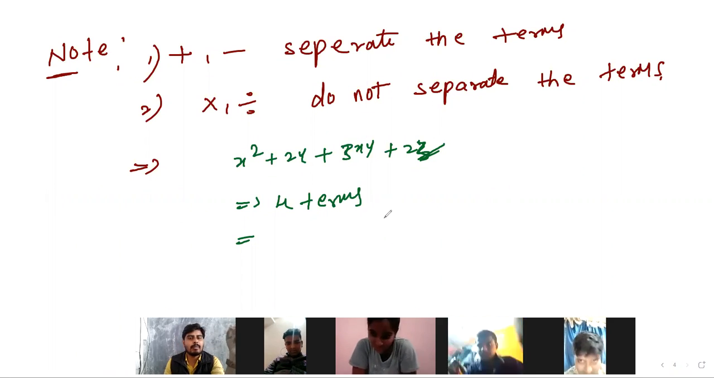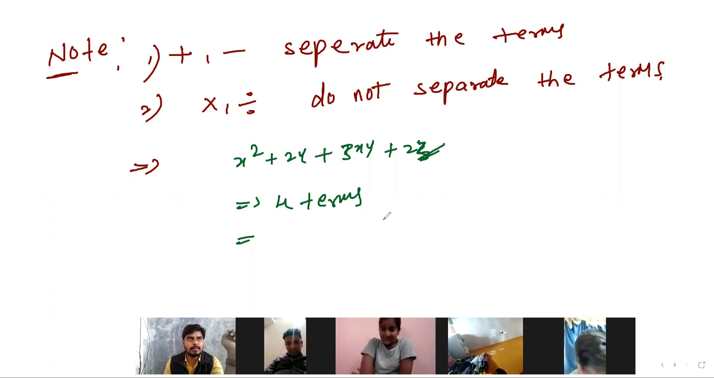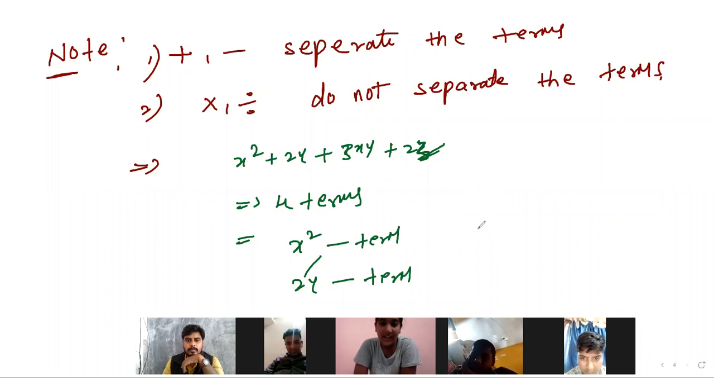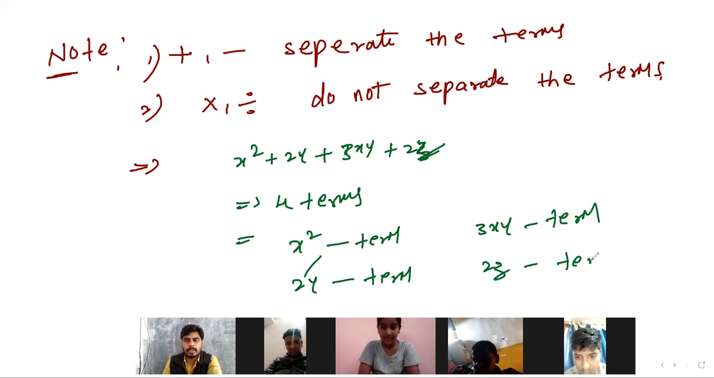Okay. How many terms are there? Four, right? What are the terms? Did you understand the concept? Is this the first class for you? Sit down. Can you tell me? Sir, x square term, 2y term, 3xy term, and 2z term. These are the four terms involved in making this algebraic expression.